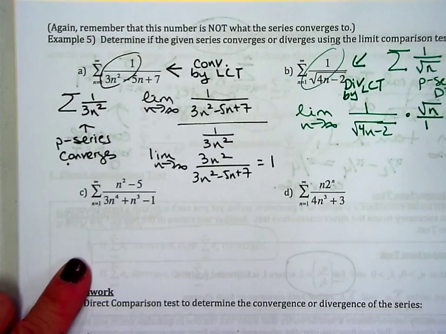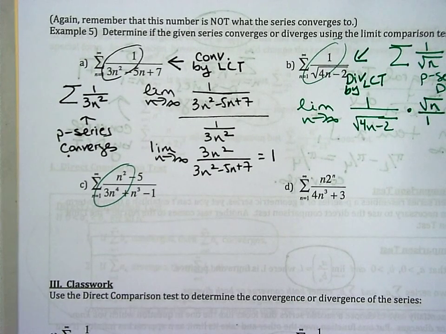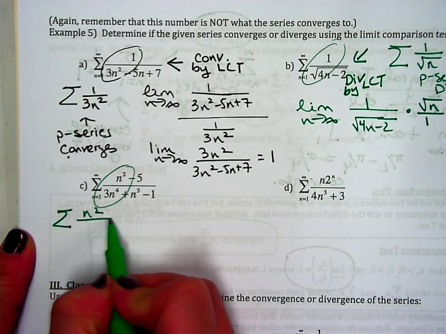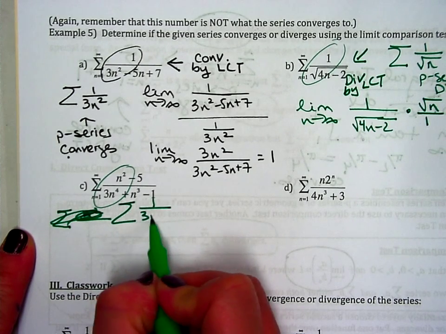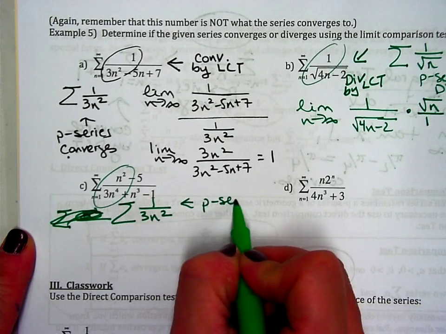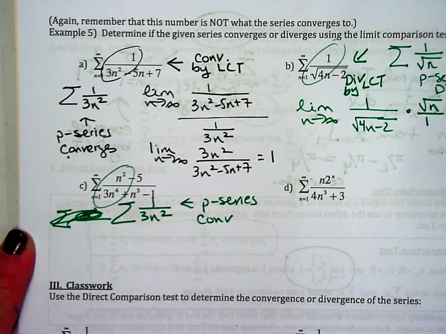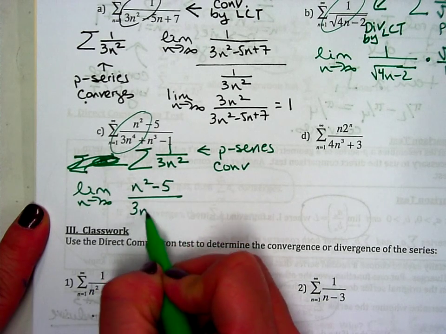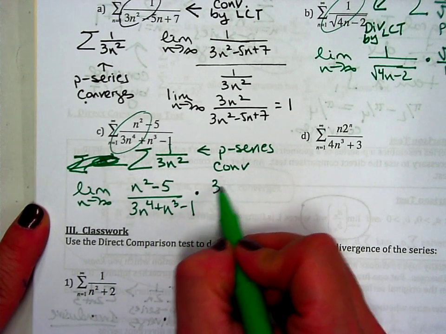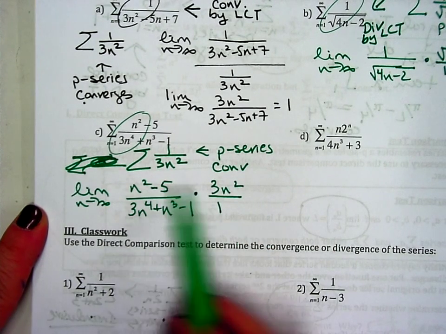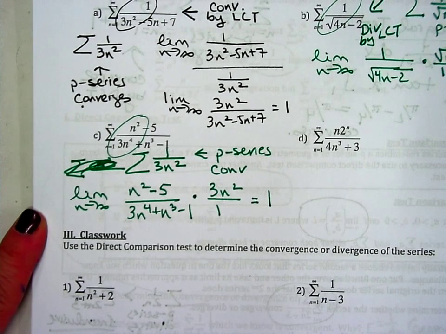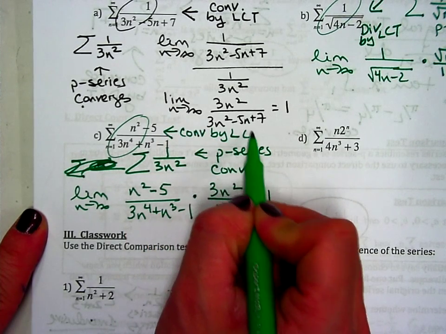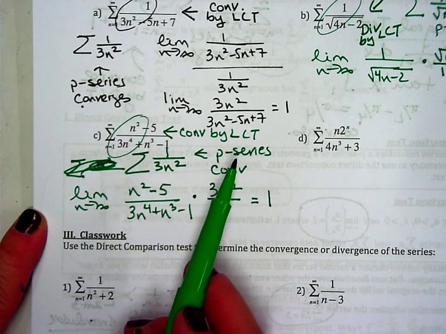Okay, let's look at the next one. Again, you're going to take the highest powers on the top and the bottom. So really, when you simplify n squared over 3n to the 4th, it's going to become 1 over 3n squared. So this is a p-series that converges. So this is what I'm comparing to. I'm going to do the limit of the original divided by, or multiplied by the reciprocal of, what you're comparing to. I notice that the degree on the top and the bottom is the same, so I do the ratio of the leading coefficients. I get a positive real number, so I can also say this converges by LCT. Whatever you're comparing it to, it has the same conclusion, basically.